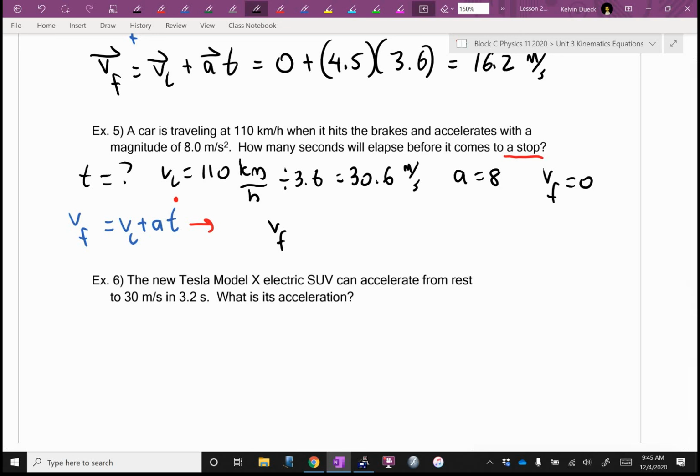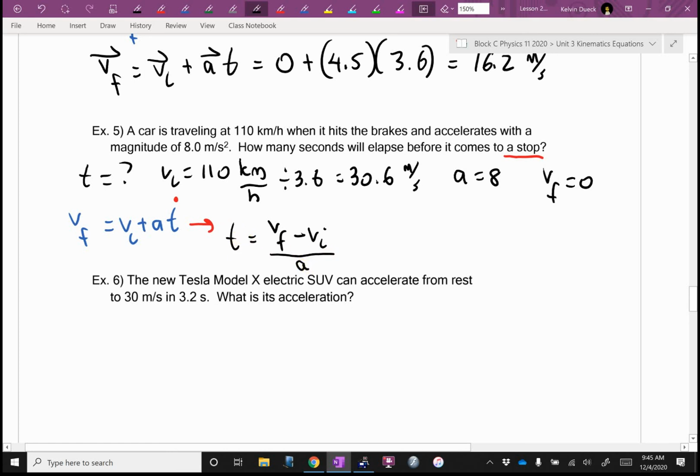Remember that. What else is on the same side as the T? How would I move the VI over? Subtract. Which one am I going to do first? Reverse BEDMAS. I'm going to minus the VI, divide the A. That equals T.